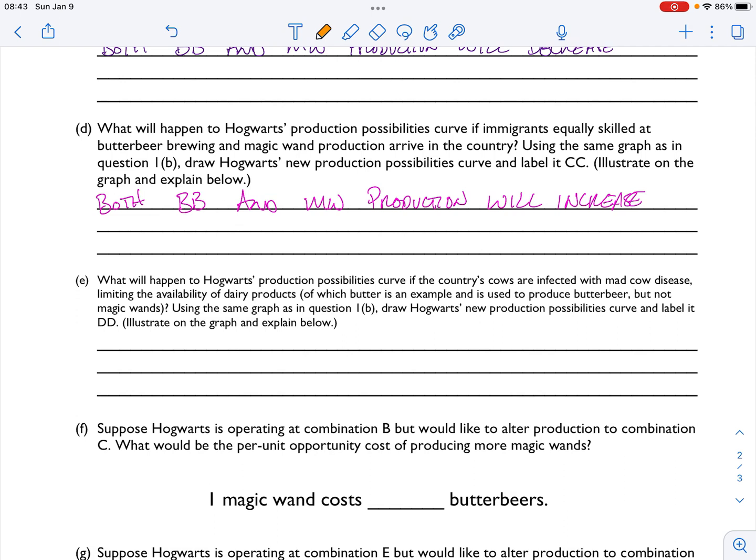And so for question E, our text answer is that Butterbeer production decreases, but magic wand production stays the same.